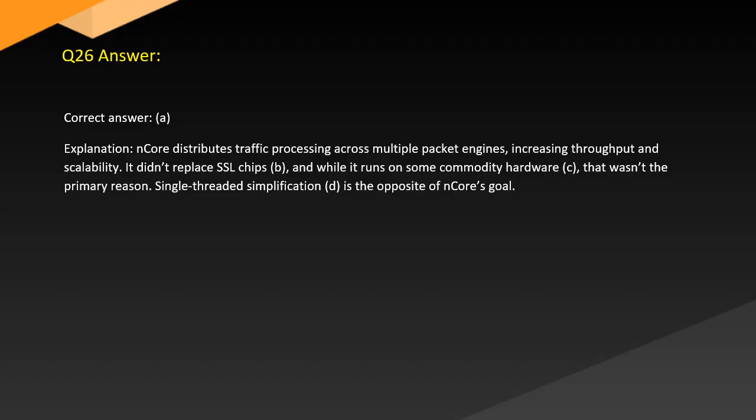Answer. Correct answer: A. Explanation. nCore distributes traffic processing across multiple packet engines, increasing throughput and scalability. It didn't replace SSL chips, B. And while it runs on some commodity hardware, C, that wasn't the primary reason. Single-threaded simplification, D, is the opposite of nCore's goal.